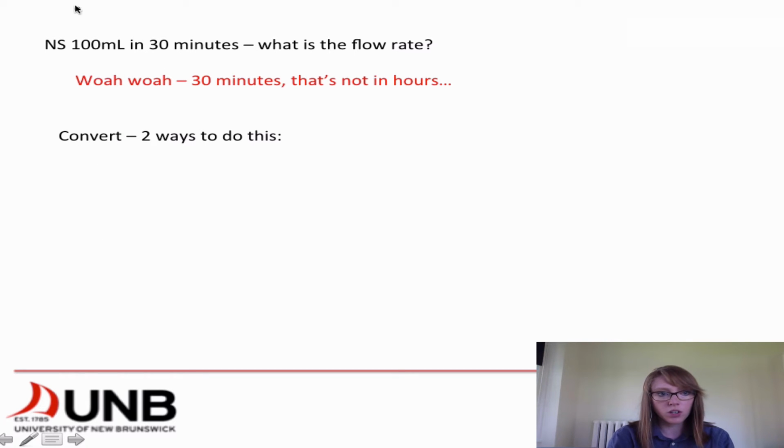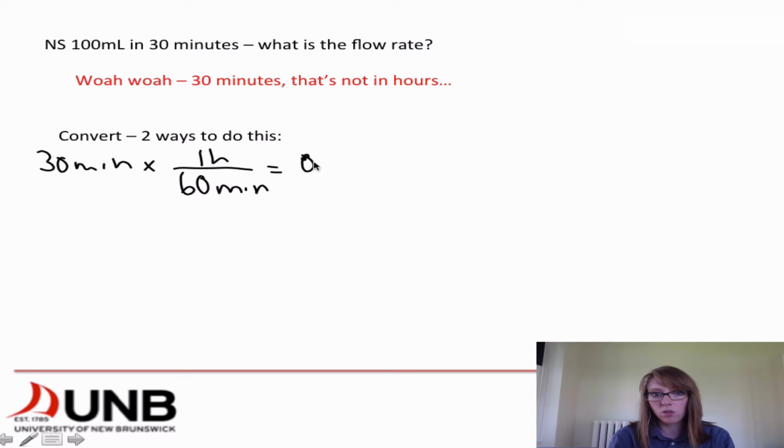So if we want to cancel out units, we can say 30 minutes times, we know that there are 60 minutes within 1 hour. And that equals 0.5 hours. So since now we have our hours, which is what we're looking for, we can do the exact same thing that we have been doing, and that's take the amount of mils and divide it by the hours. So we have 100 mils that we want to give, and it's going to be divided by 0.5 hour.